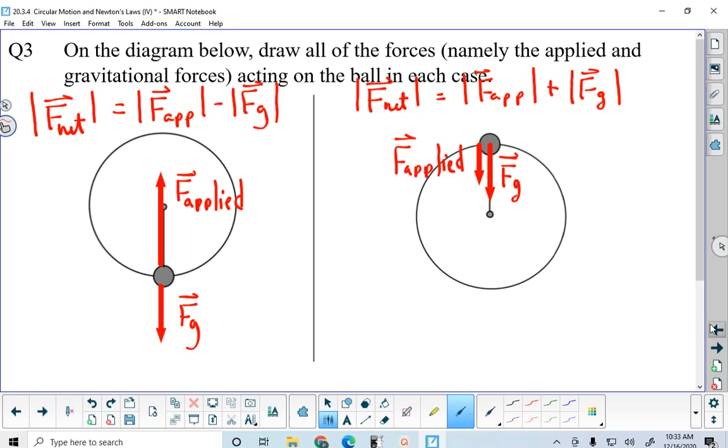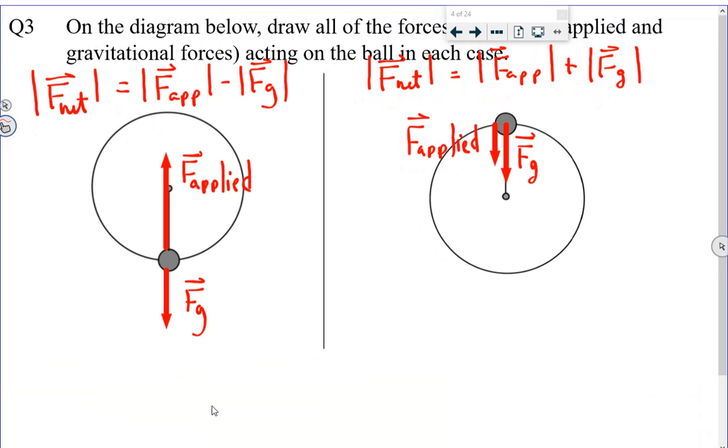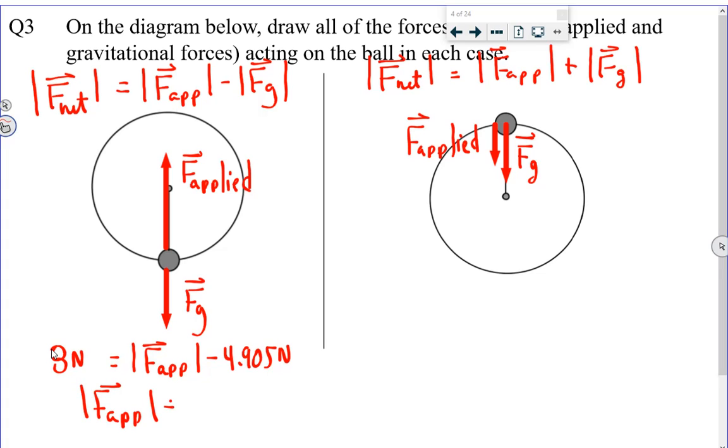Because when it's at the bottom, those two forces are opposite, so we have to subtract them to get the net force. Now, what does that mean? I'm answering the next question here. The net force of 8 newtons is equal to the applied force minus the 4.905 newtons. So we add 4.905 to both sides and get the applied force is equal to 12.905 newtons. How is my arithmetic?